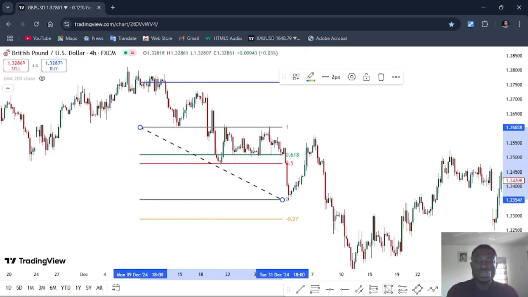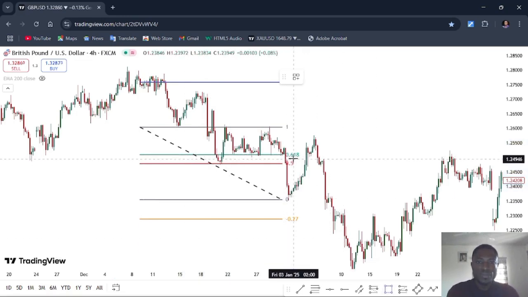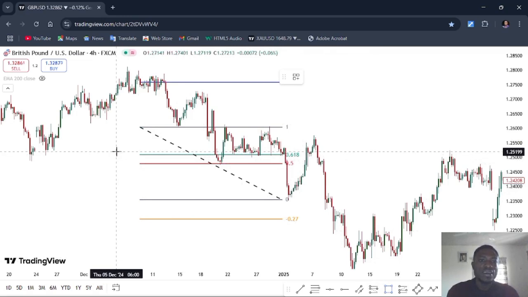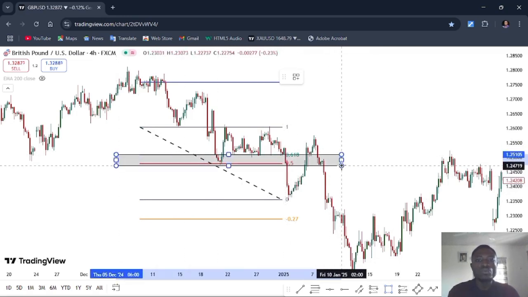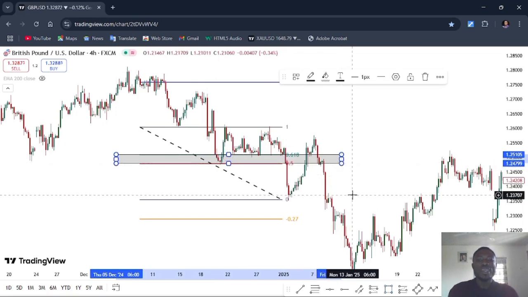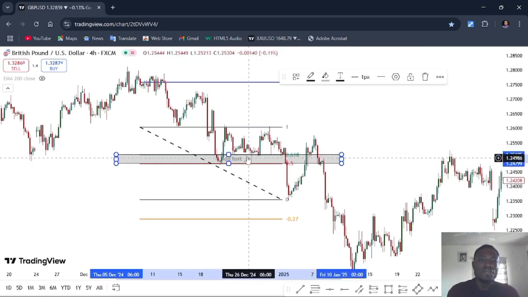Now, this particular zone here, the 0.618 and 0.5 is what I call the golden ratio. It is called the golden ratio zone. So what do I do? If I'm to enter any trade, be it a buy or sell, I will wait for the market, if it is on a downtrend, to pull into this particular zone before I'll be looking for selling opportunities. And if it is in an uptrend, I'll wait for the market to also pull into this particular zone before I will start looking for bullish opportunities.